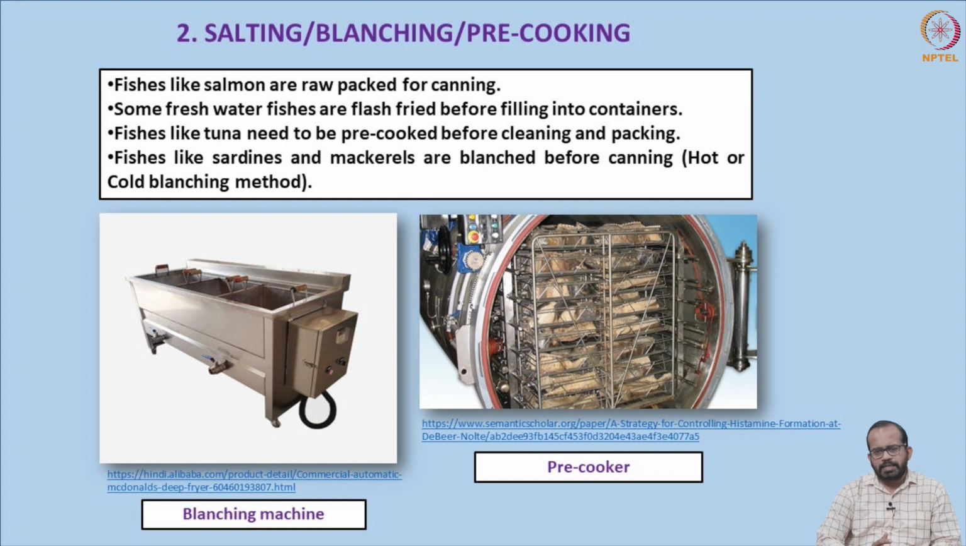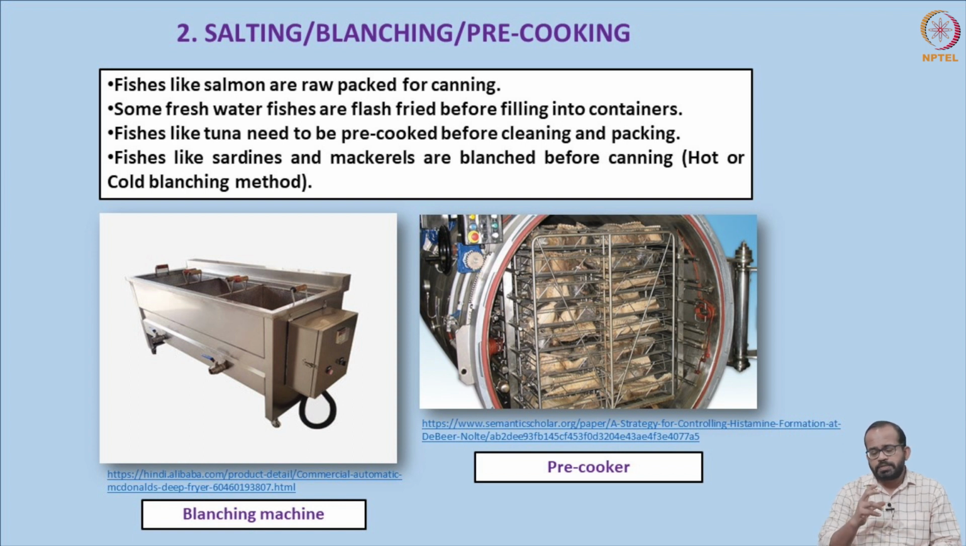Some fishes like salmon are packed raw. For such fishes, this kind of pre-processing is not required. But some freshwater fishes like katla, carp, etc., have to be flash fried before packing. So frying is also sometimes conducted as a pre-processing step. The firmness of the flesh in freshwater fishes is low compared to saltwater fishes. So when we are canning freshwater fishes, generally the fish pieces are flash fried. That is one of the processes sometimes employed.